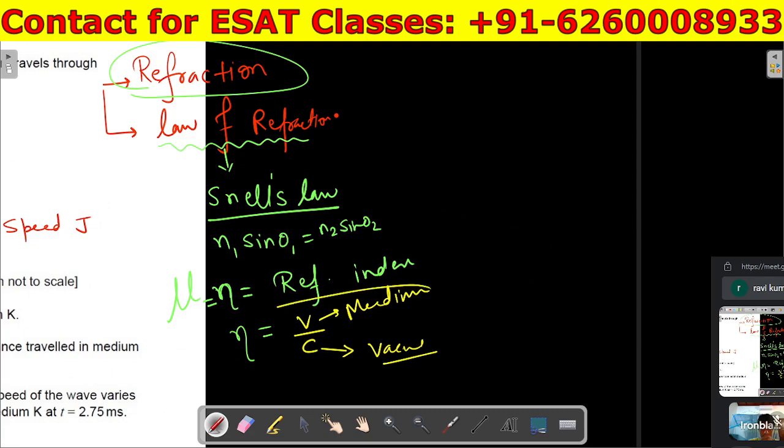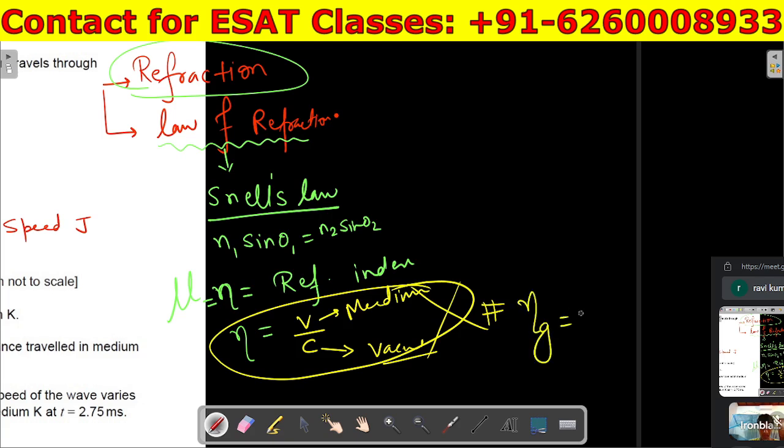No, this is incorrect. You know why? You know how you can remember that this is incorrect? Do you know the refractive index of any medium? Have you remembered this? Do you know the refractive index of glass is 1.5? Do you know the refractive index of water is 1.33?